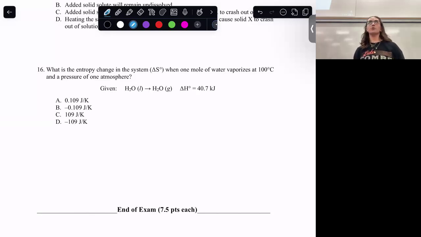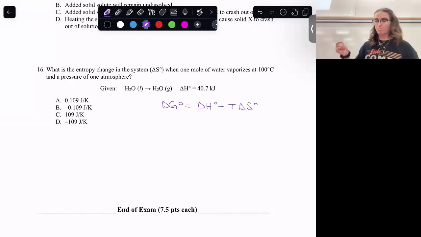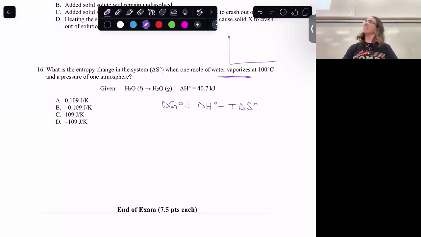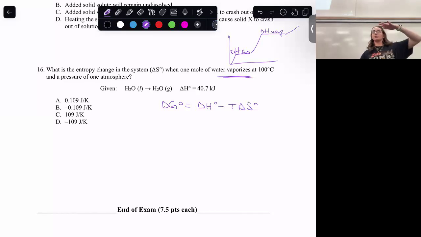Yep, so we are using the delta G equation again. But we're saying that water is vaporizing. What does that mean? Where are we? We're at equilibrium, right? All phase changes are going to be at equilibrium. If you remember your phase diagrams, heating curves, these here, right? This is your delta H fusion, and this is your delta H vaporization. We're on that straight line. Straight lines are always equilibrium. Those are phase changes.